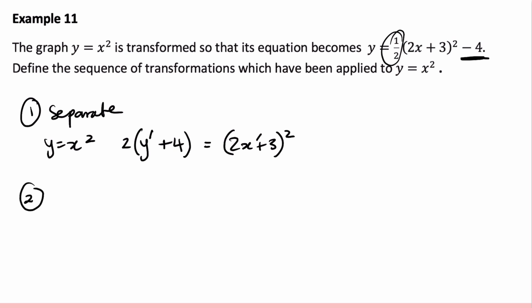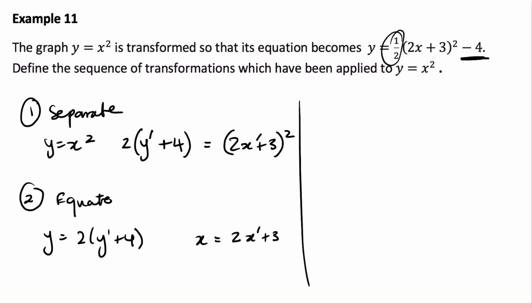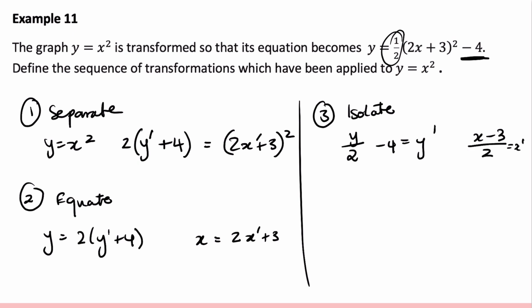Step 2, that's going to be to equate. So the y sides are equal to each other and the x sides are equal to each other. Step 3 is to isolate. So we're going to rearrange to get y dash and x dash by itself. I'm going to divide by 2, subtract 4, and then here I will subtract 3 and then divide by 2. All right, and step 4 is to describe.